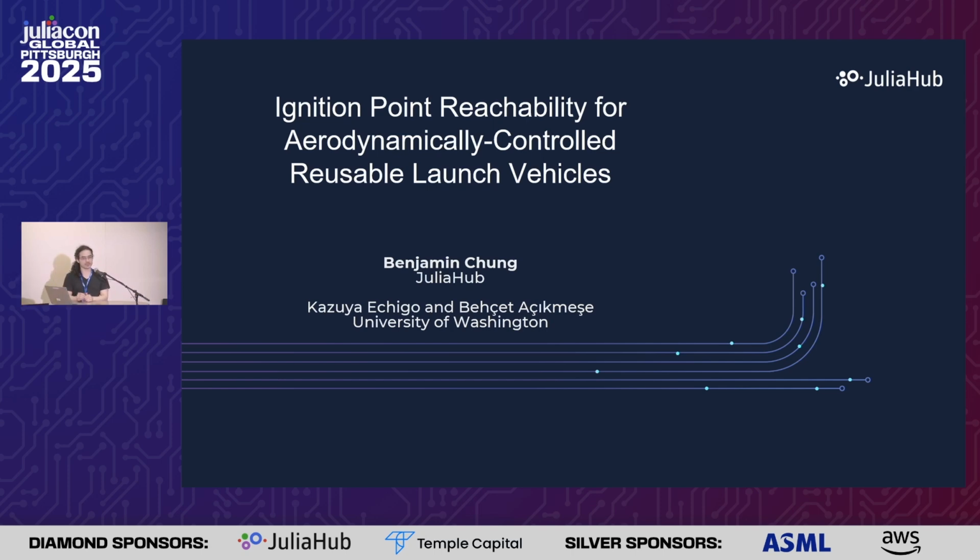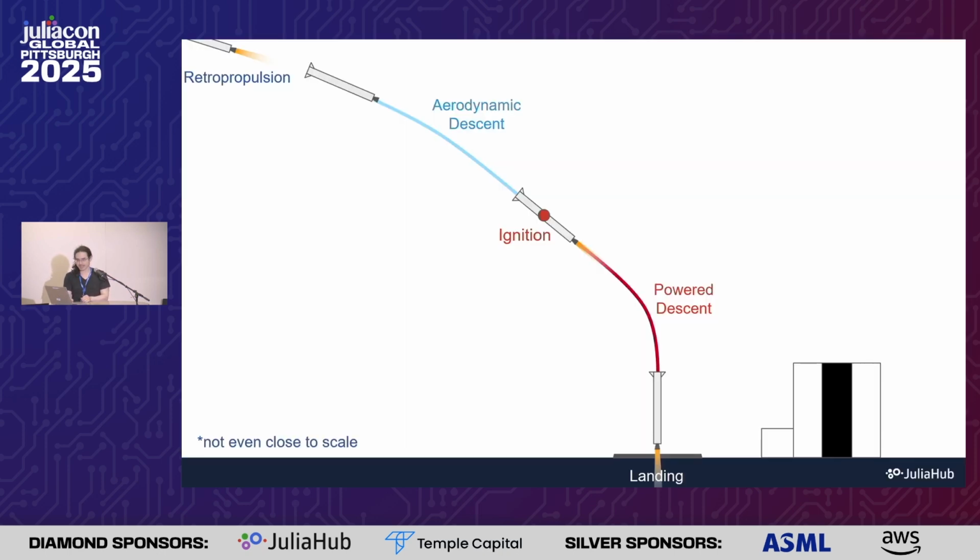I'll be talking about ignition point reachability for aerodynamically controlled reusable launch vehicles. The basic problem is something that most of you have probably seen before from SpaceX et al. We have a reusable launch vehicle that has an aerodynamic phase, is descending towards a launch pad, then the engine reignites, and then it actually lands on the launch pad, sort of touching down softly. In this talk, I'll be talking about the phase of flight between supersonic retropropulsion, so when that cuts off, to when the vehicle actually touches down.